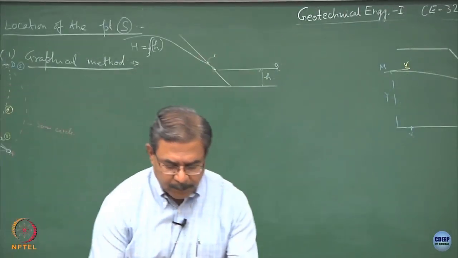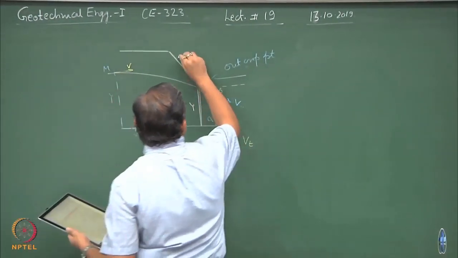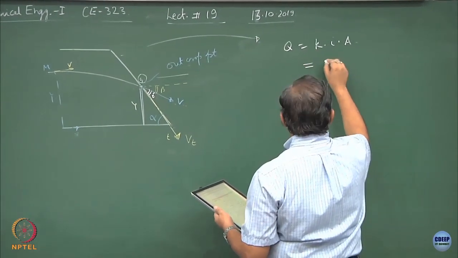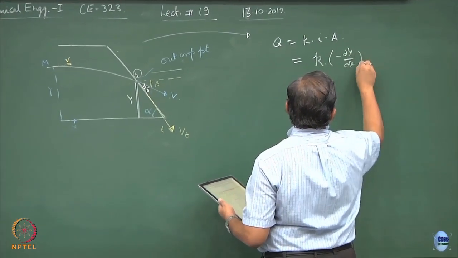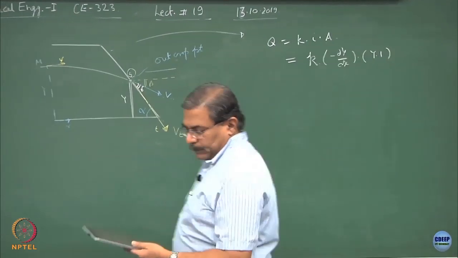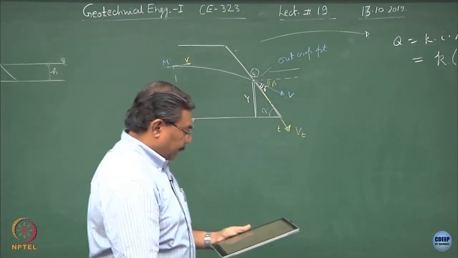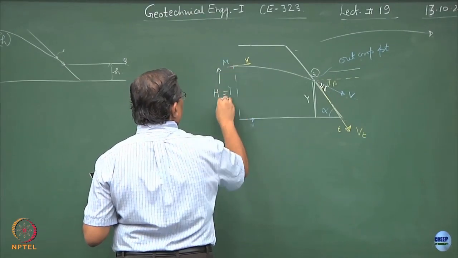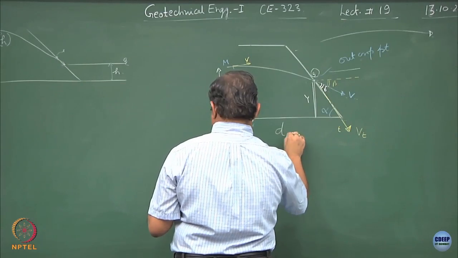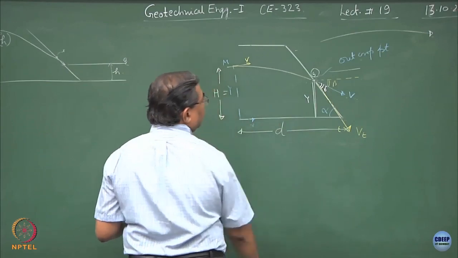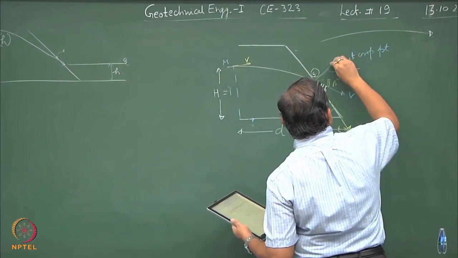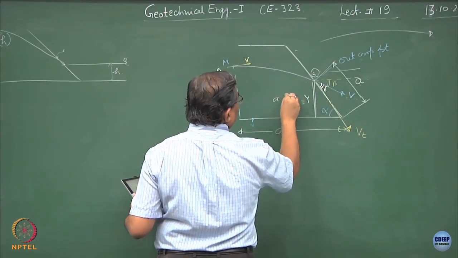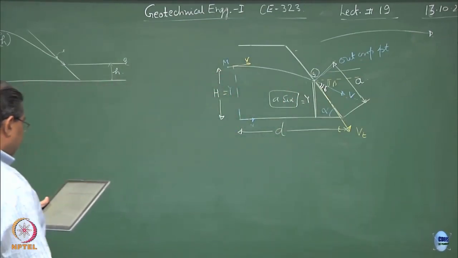In this figure, if I write that Q equal to K into I into A, this will be equal to, let us say, K del Y by del X into area Y into 1. Solve this expression in such a manner that if this Y is equal to H, capital H, and say this distance is D, and this outcrop distance is A, this Y will become A sin alpha.